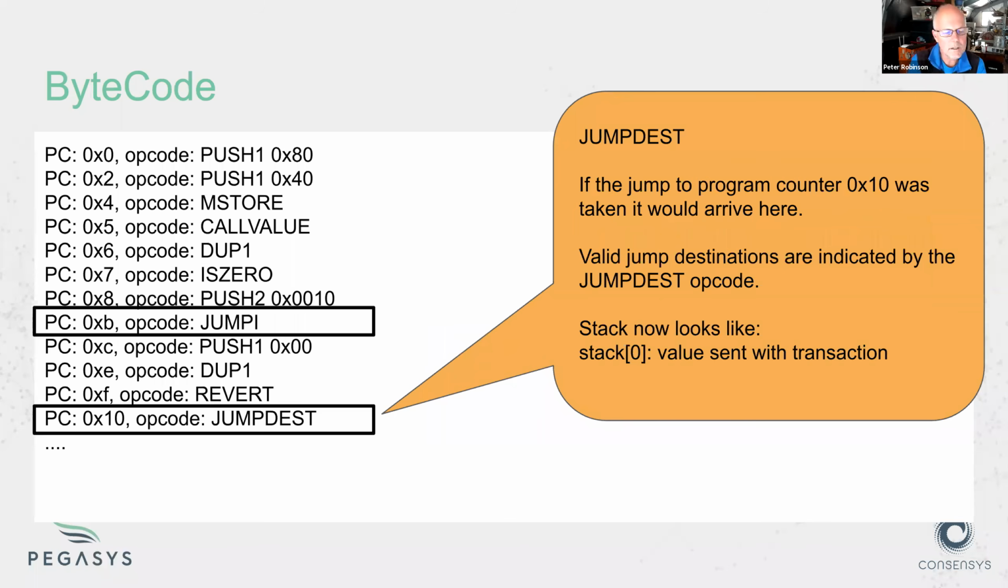So when you have a jump, whether it be an absolute jump or a jump if, you always jump to a jump destination. So we had push 2 and pushed 0x10 onto the stack, and then we jumped to it if the value was 0. And so that's going to get you to program counter 0x10. If you jump to an invalid jump destination, then your code will stop and you'll have an error.